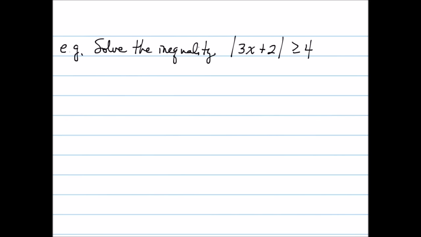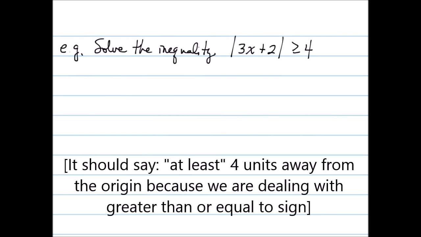Absolute value of 3x plus 2 is greater than or equal to 4. We'll first try to interpret what this means in words, and then solve it mathematically. This inequality basically means that the quantity 3x plus 2 is 4 units away from the origin. Well, where are the points that are 4 units away from the origin?